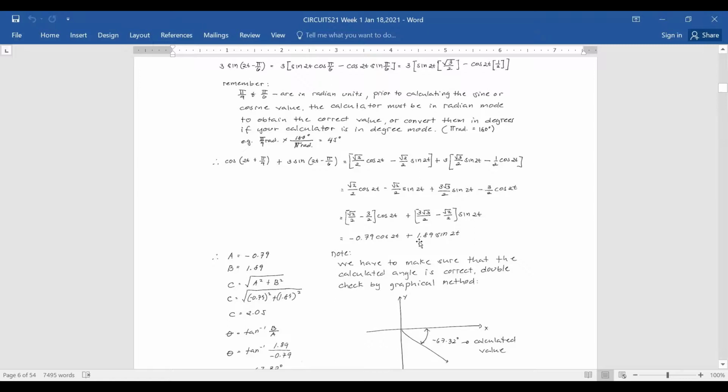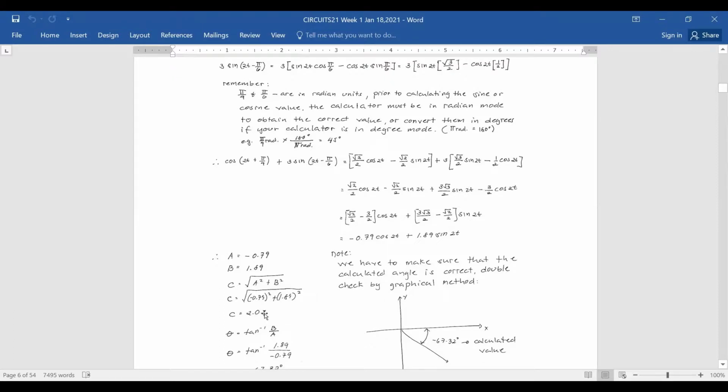we can follow the formula using the Pythagorean theorem, say c equal to square root of a squared plus b squared. So our a here is negative 0.79, and our b is the coefficient of our sine, 1.89. Following this formula, the result is 2.05. So this is now the amplitude.